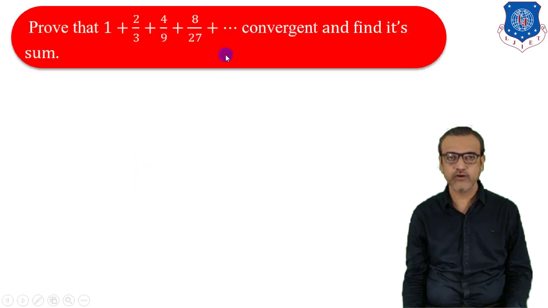Now we have to prove that 1 + 2/3 + 4/9 + 8/27 + ... is convergent and find its sum. Now you have to check whether this is a geometric series or not.